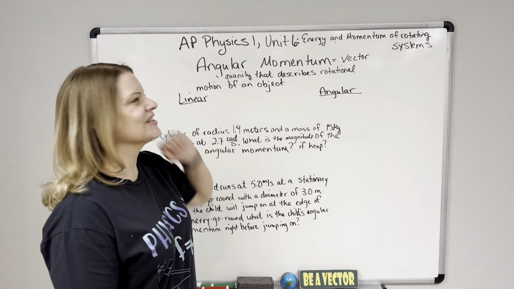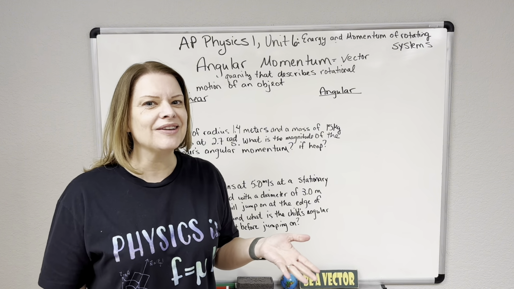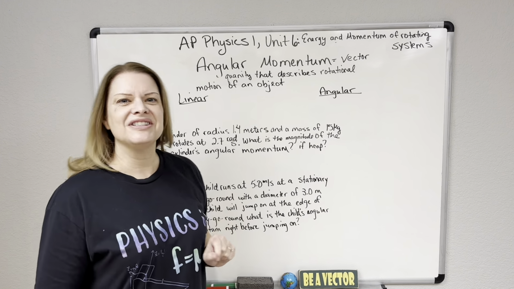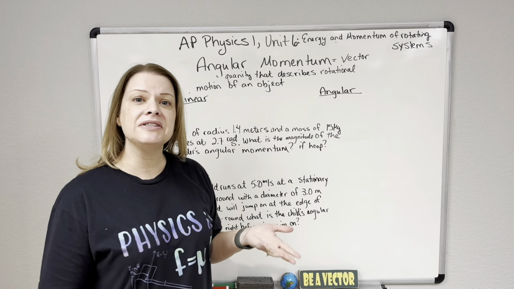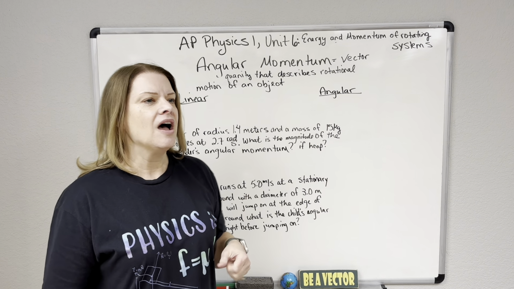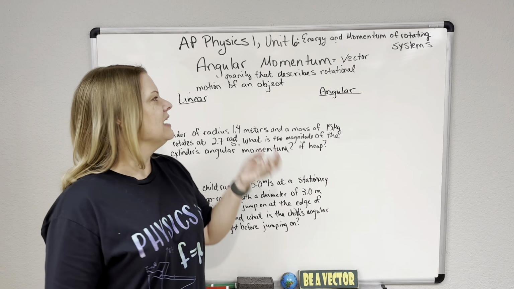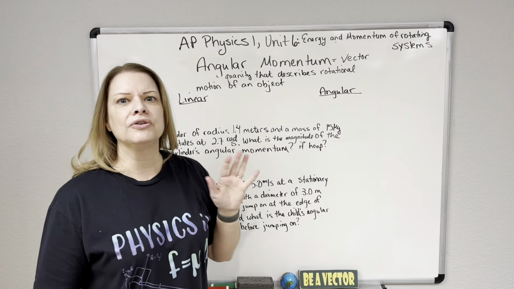We're in AP Physics 1 curriculum still, where we have two more units after this one, 7 and 8. We're in Unit 6, which is Energy and Momentum of Rotating Systems. We've already talked about that energy piece with rotational kinetic energy, and today we're going to introduce angular momentum.